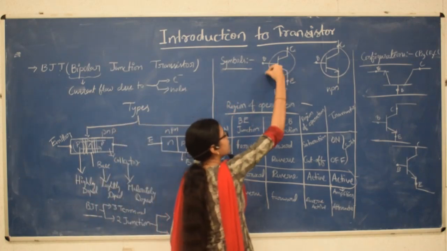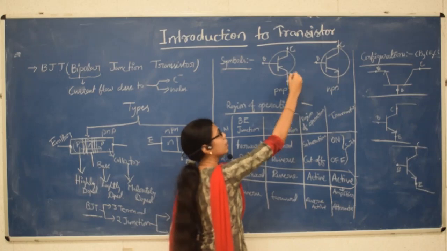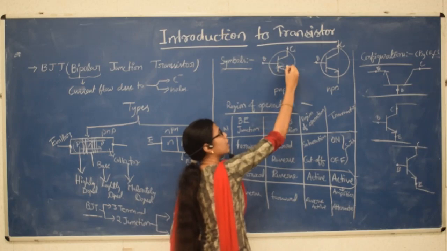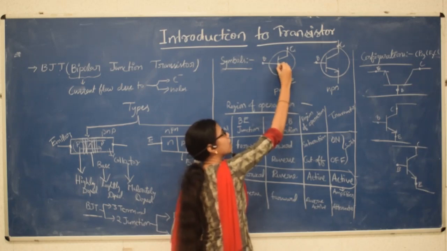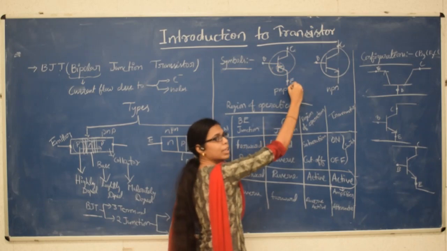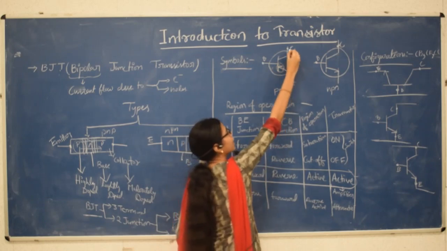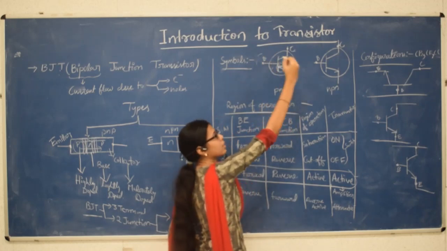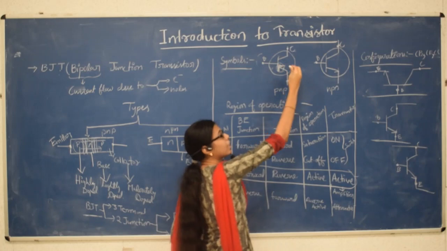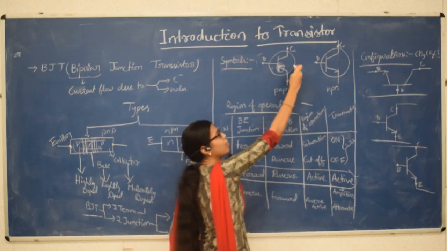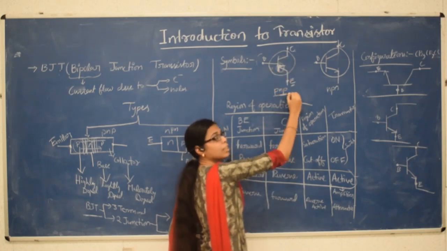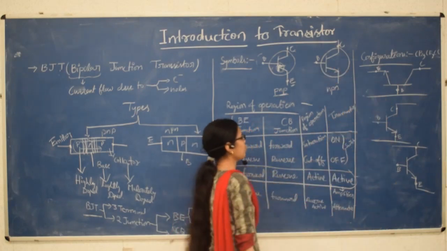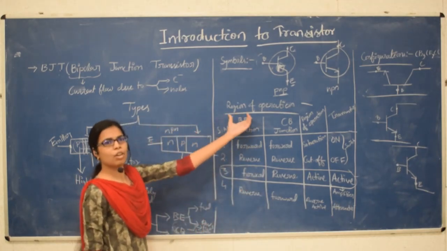See here. This is the symbol of a PNP transistor. So here you can see one arrow mark. The node having the arrow mark is called the emitter, and the one above this emitter is called the collector, and this one is the base. This arrow mark indicates the direction of emitter current. Emitter current flows inside in PNP. If the current flows outside, then that is NPN. Okay. Now we will see the regions of operation.